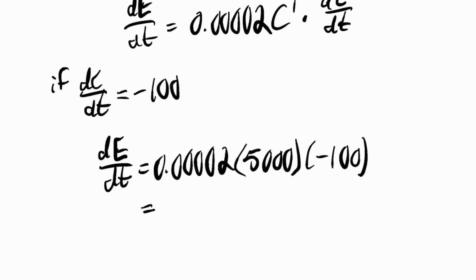Do I have a calculator handy just to be sure? I think I do. Here we go. Let me turn the light on. Sorry about that. Okay, so 0.00002 times 5,000 times negative 100, and I get negative 10. Of course, negative. What that represents is the following day, 10 fewer sick employees.